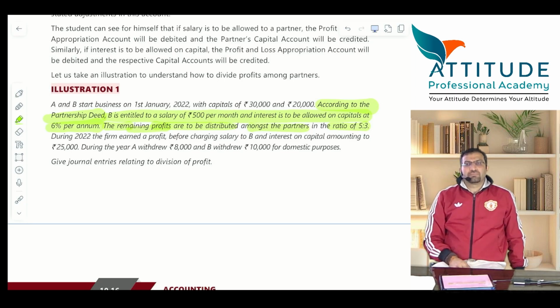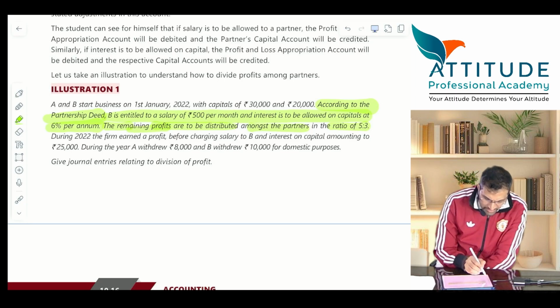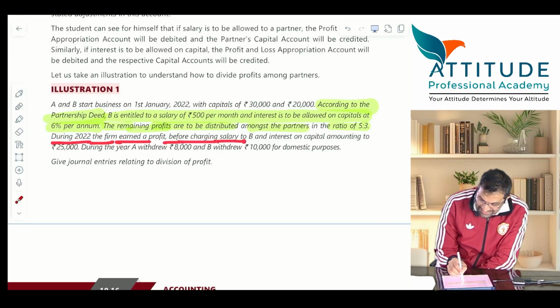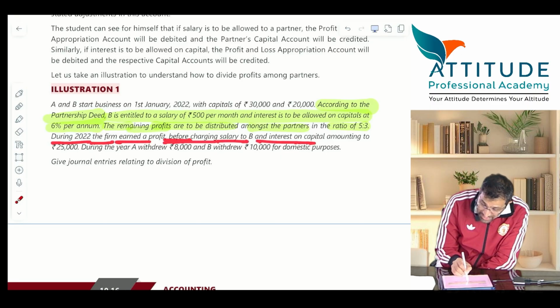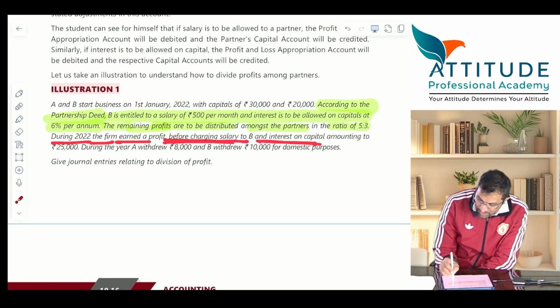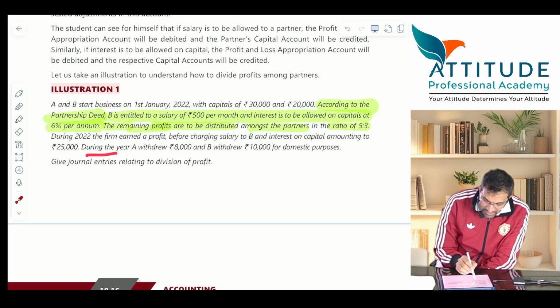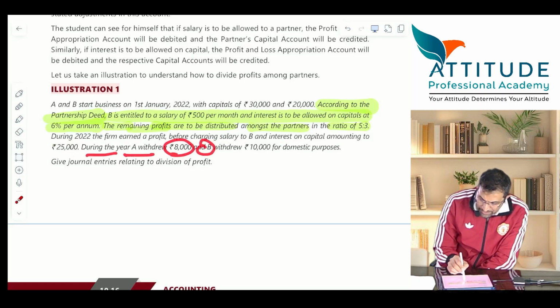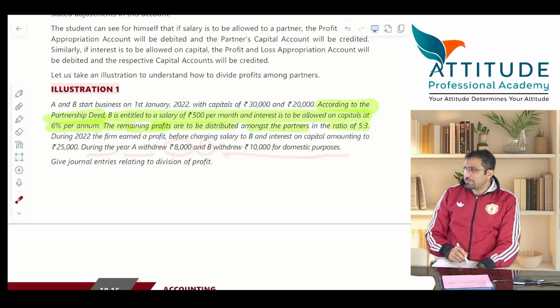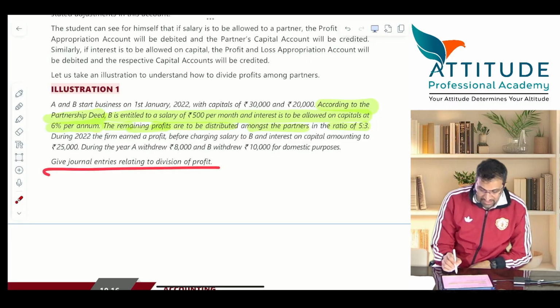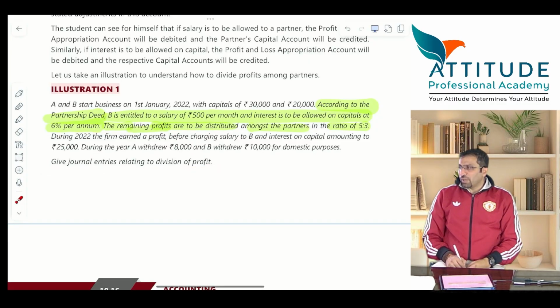Next, during the year, देखो, during the year 2022, the firm earned a profit before charging salary to B, interest on capital. Before charging means अभी तक salary नहीं दिया, interest on capital नहीं दिया. कितना है? 25,000. During the year, A withdrew 8,000 and B withdrew 10,000 for domestic purpose. Means drawings. These are not interest on drawings. These are drawings. Give journal entries relating to division of profits. Only division of profits, not drawings.